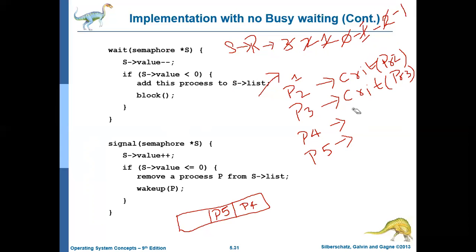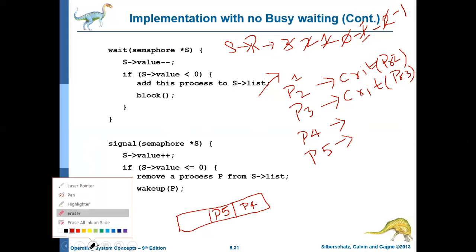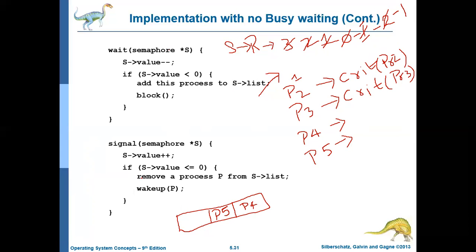Still all the resources are not available. So it has not become less than or equal to 0; it is still -1. Say now P2 has also completed. Say now P2 has also finished its task.